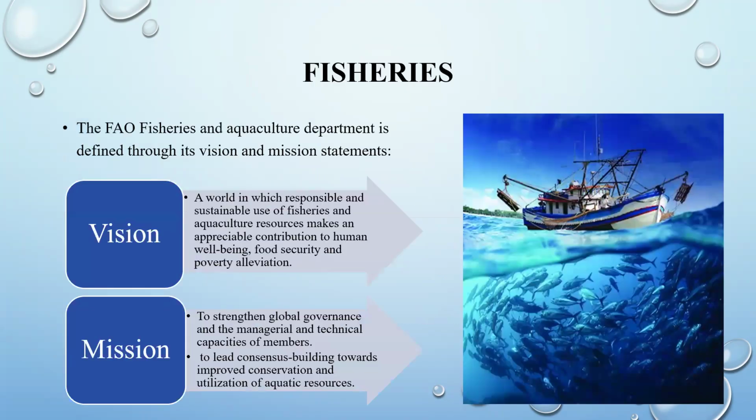The next department is fisheries. The FAO Fisheries and Aquaculture Department is defined through its vision and mission statement. The vision is a world in which responsible and sustainable use of fisheries and aquacultural resources makes an appreciable contribution to human well-being, food security, and poverty alleviation. And the mission is to strengthen global governance and the managerial and technical capacities of members, and also to lead consensus building towards improved conservation and utilization of aquatic resources.